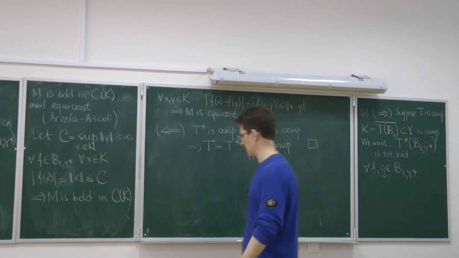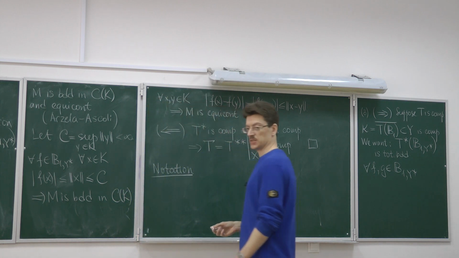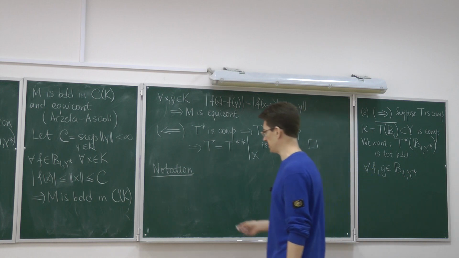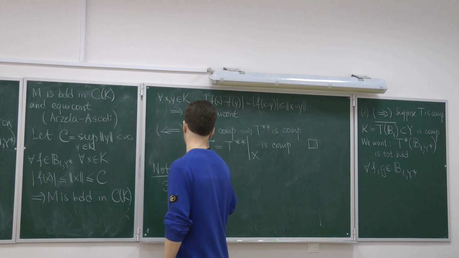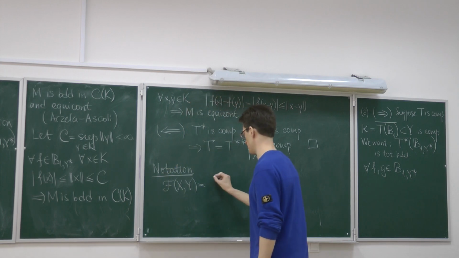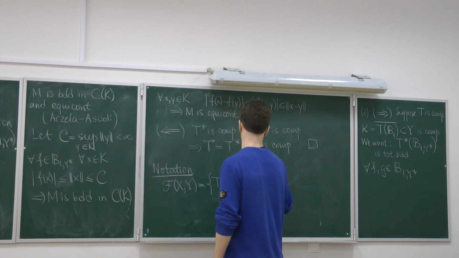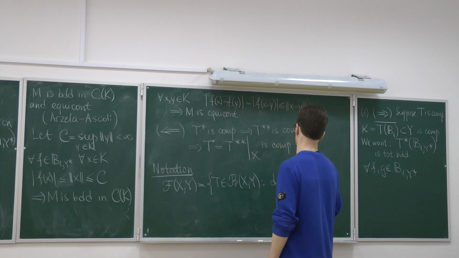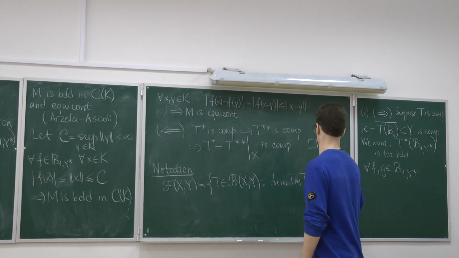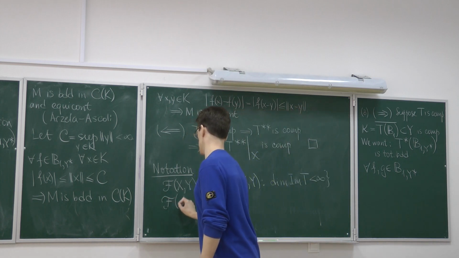Okay, let's now introduce some notation. Again, if X and Y are Banach spaces, then we denote by script F of X, Y the space of all bounded finite rank operators. That is, those bounded operators from X to Y such that the image of T is finite dimensional. And if Y equals X, then we write just F of X.